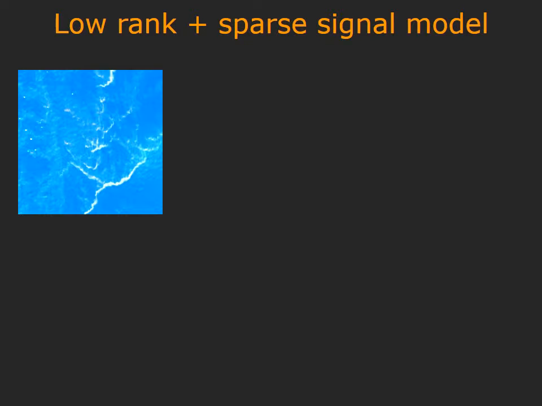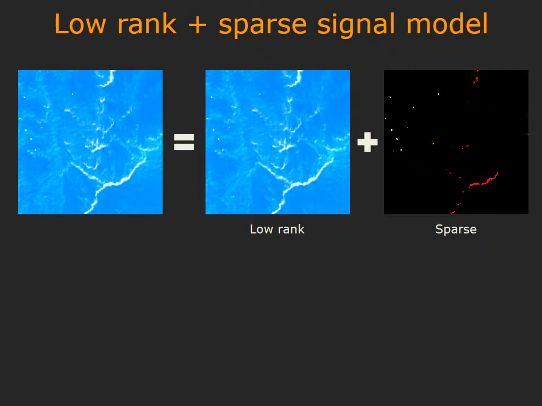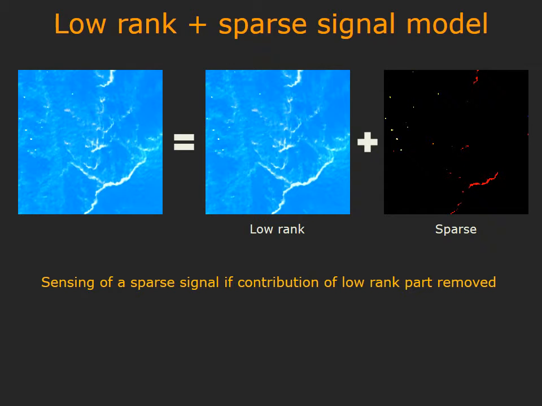A popular model for representing hyperspectral images is that of low rank and sparse components. The background spectrum, which is made of only a few materials, can be represented as a low rank component. The anomalies then are represented as a spatially sparse component. This implies that if we can remove the contribution of the low rank component, we can estimate the anomalies by sensing a spatially sparse signal for which we need very few measurements.